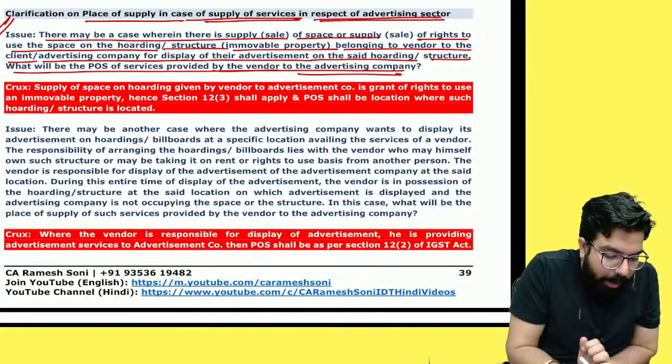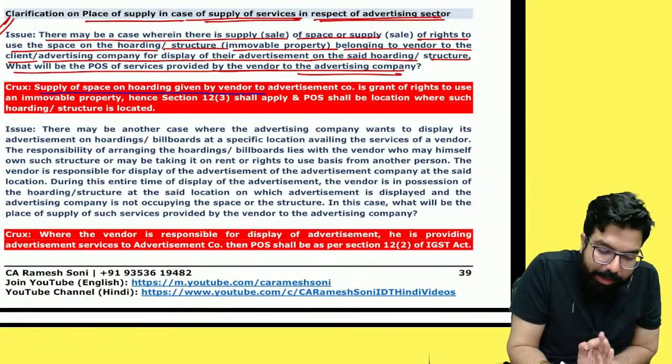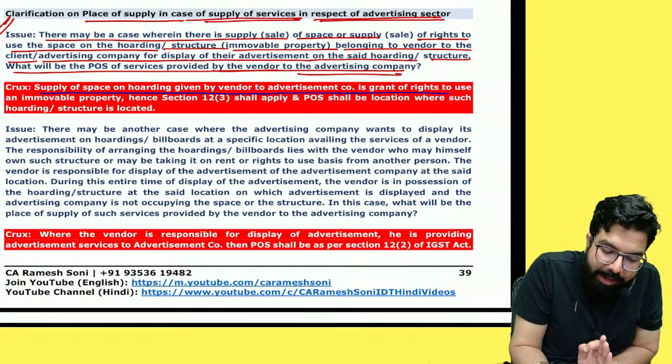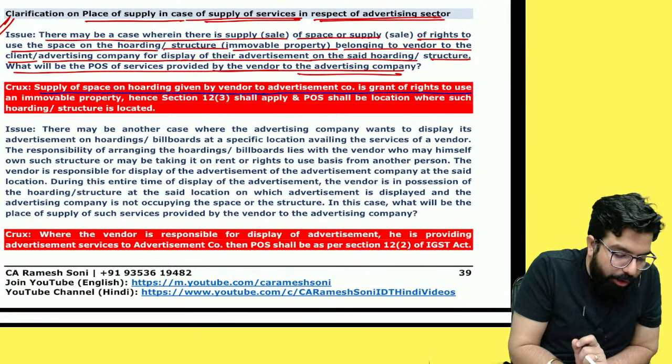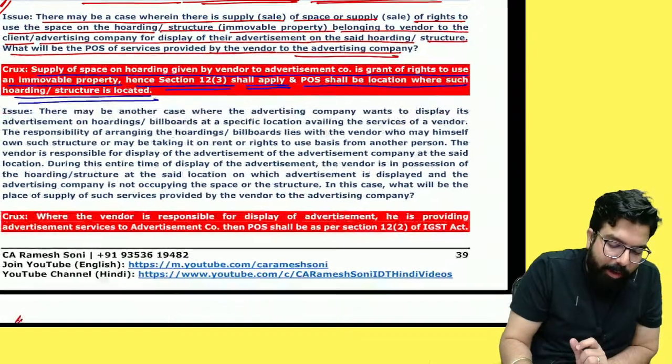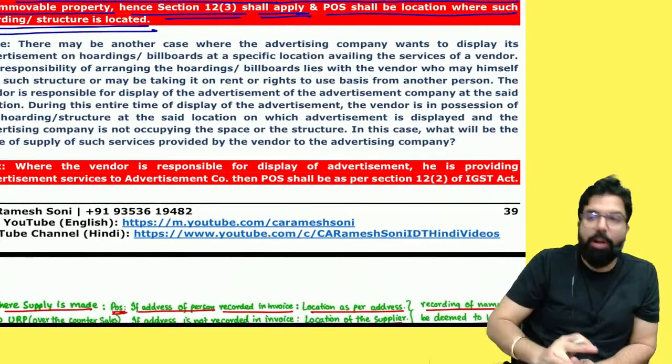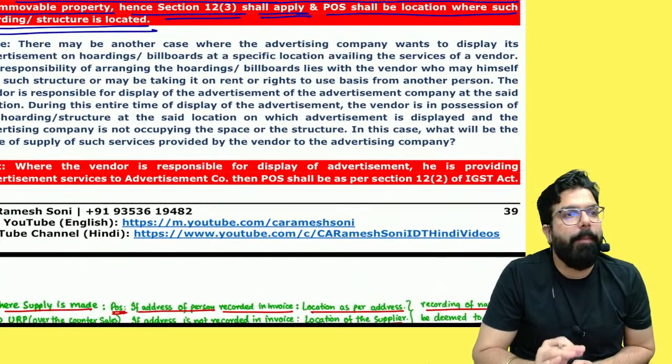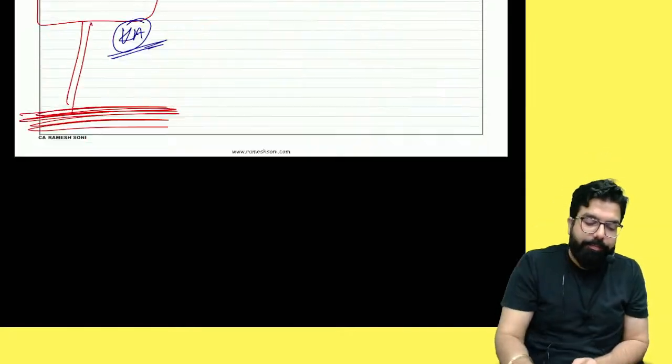Remember one thing. It says supply of space on hoarding given by a vendor to an advertisement company is grant of what? Right to use an immovable property. Hence section number 12(3) shall apply and place of supply will be where the hoarding is located. Is my point clear to all? Can I go ahead, everyone? Is my point clear? I'll ask you one more thing.